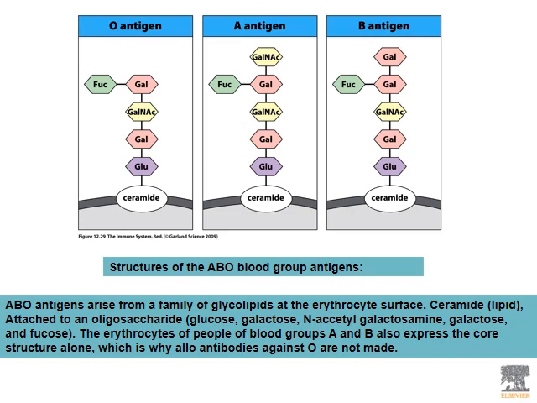Okay, so we did talk about the structure of ABO blood group antigens earlier. Again, if you look at the structure per se, remember I said the typical situation in this case is that ABO antigens arise from a family of glycolipids on the erythrocyte surface. So these are typical structures. You have an oligosaccharide, with glucose, galactose, N-acetylgalactosamine, galactose, and fucose. So these are the typical structures.